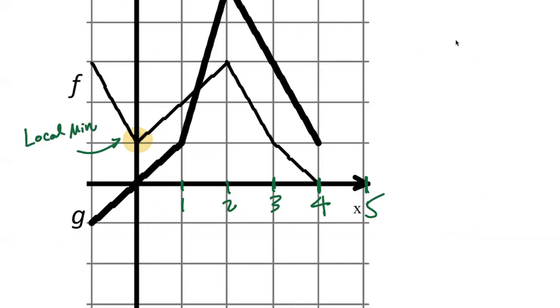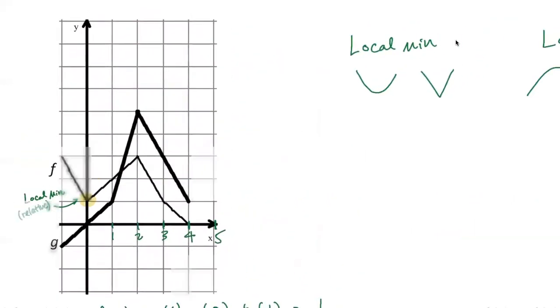Now, in the future, you may also see another way to call this a local minimum. We may also call this a relative minimum. So we can call this a local minimum or a relative minimum. And what about the local maximum or the relative maximum? Well, for function f, we can see it right here. When x is equal to 2, we have a local maximum at a value of 3.